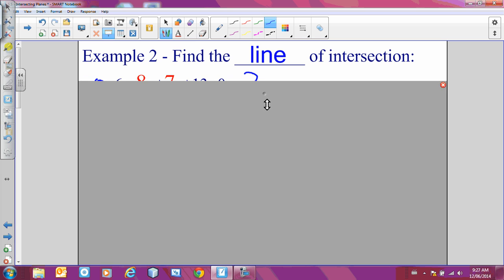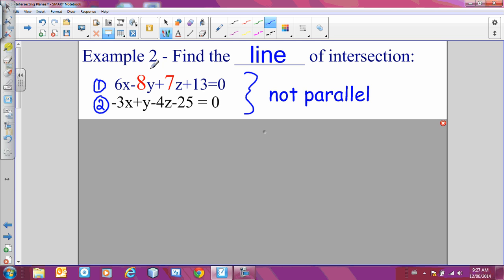So I've changed the question a little bit. It was a -2. I changed it to 8 here, 7 here, just so I know that these are not going to be parallel. I could test that, of course, but I know, just based on what I saw last time, these won't be parallel.